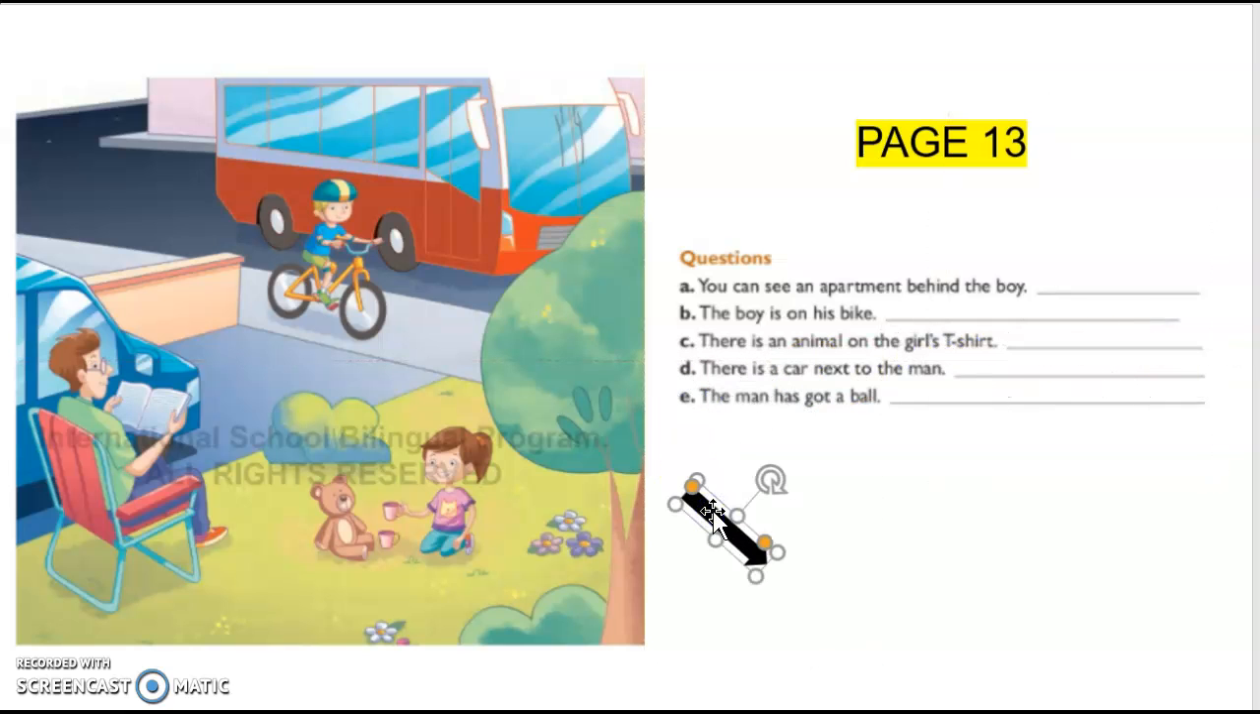That's all for today. This activity is very simple and easy. I think you are going to do it in 5 minutes.